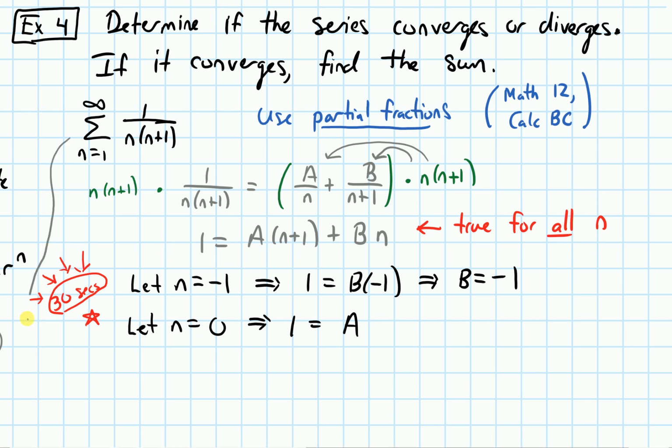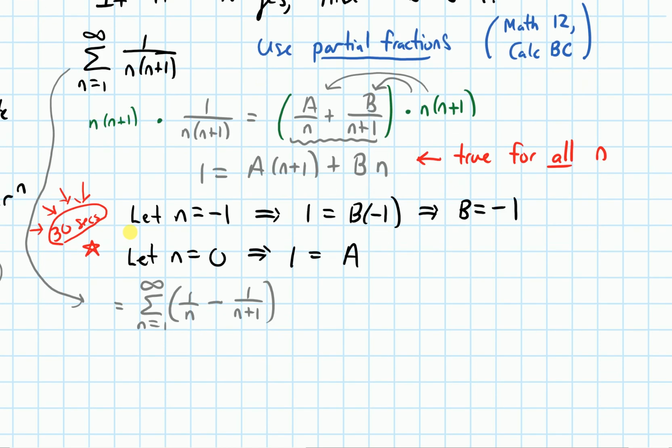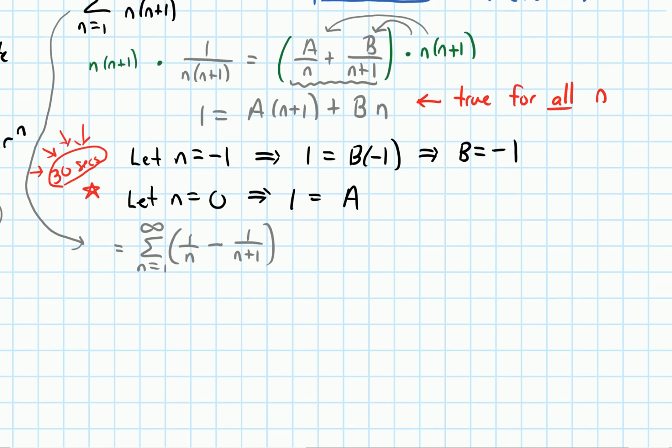Alright, so at this point I could rewrite my whole series as the sum from n equals 1 to infinity of 1 over n minus 1 over n plus 1. That's what I get when I write my fraction in this form. So why is this useful to us? What I'm going to do is write down our nth partial sum. The nth partial sum would be the sum from n equals 1 to m of 1 over n minus 1 over n plus 1.